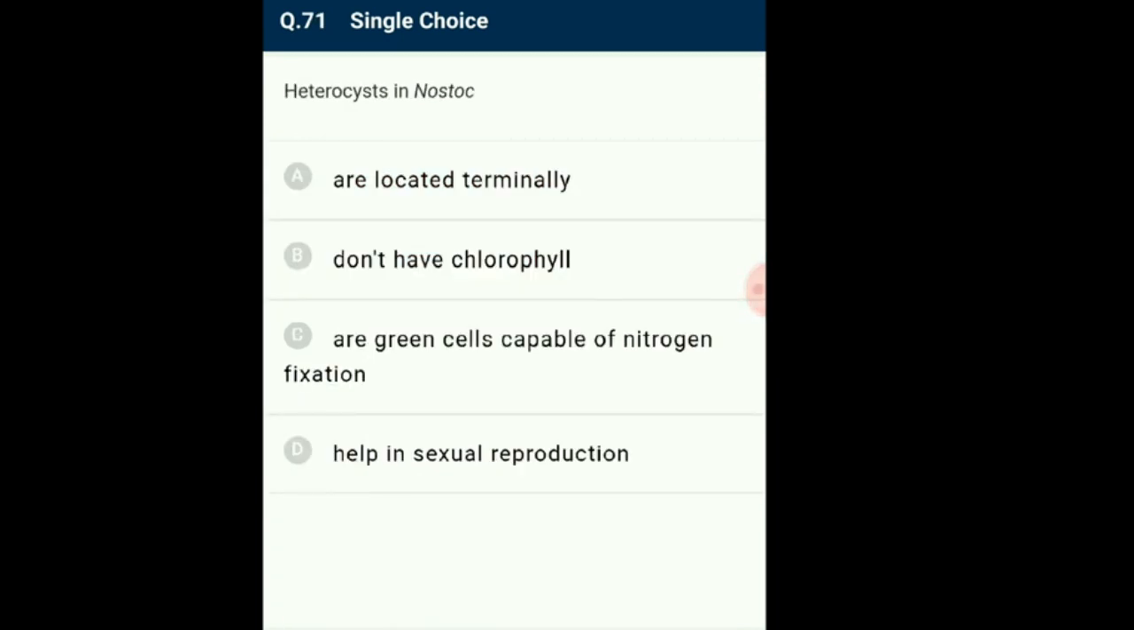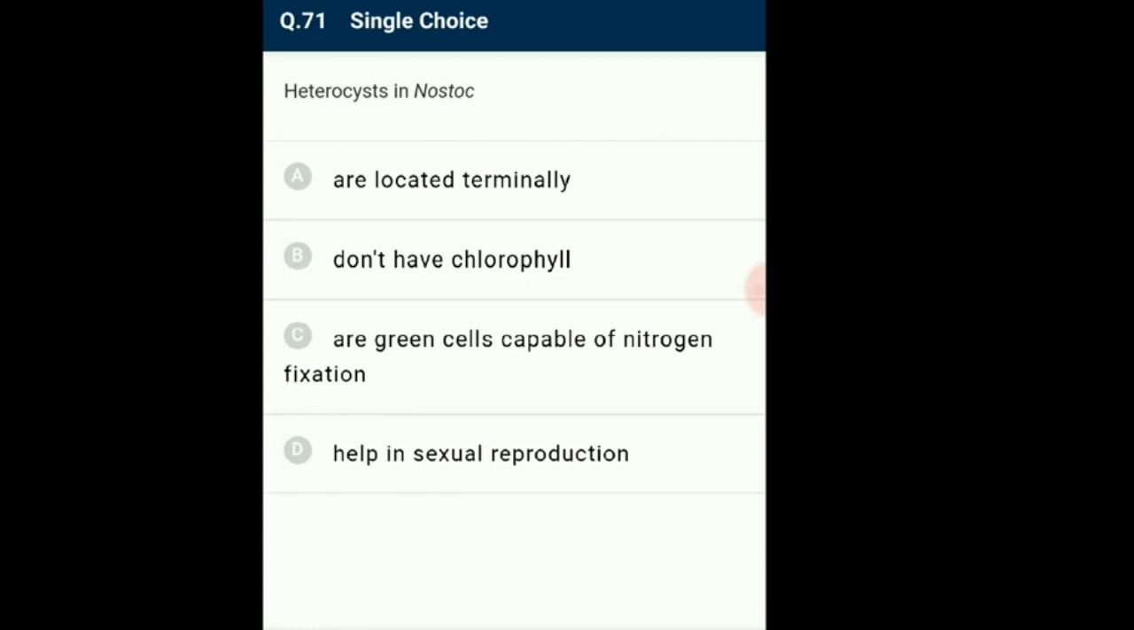Question number 71. Heterocyst in Nostoc. Heterocysts in Nostoc are large clear cells without chlorophyll. They have the enzyme nitrogenase, which helps in nitrogen fixation. In Nostoc, they are not situated terminally, but they are interposed between the photosynthetic cells. Since they are clear, they are also called hyaline cells.